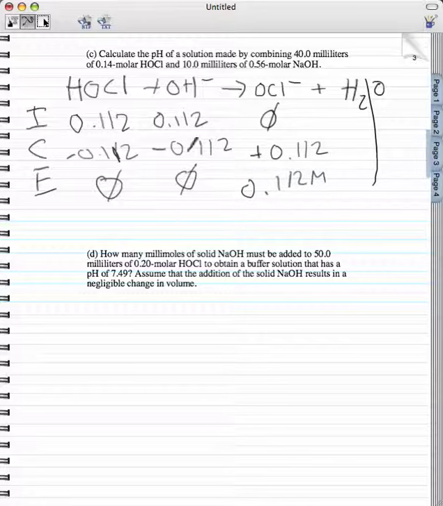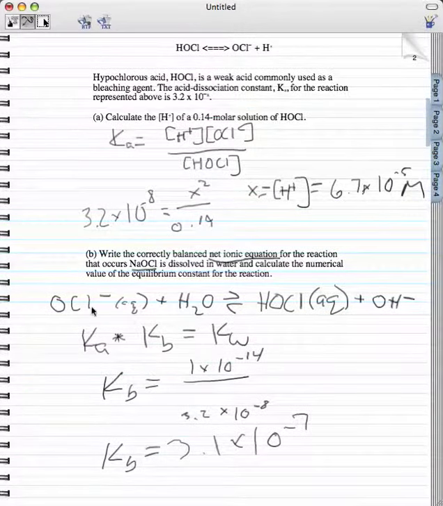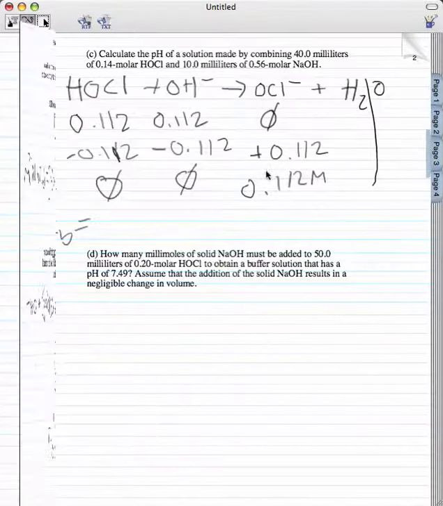OCl minus. Okay, and so they ask us for pH then. They tell us OCl minus, which we know is a base. It's the conjugate base of hypochlorous acid, and we calculated its Kb. Our Kb expression, if we go back to the previous page, would be HOCl times OH minus over OCl minus, and that's going to be equal to our Kb of 3.1 times 10 to the negative 7.